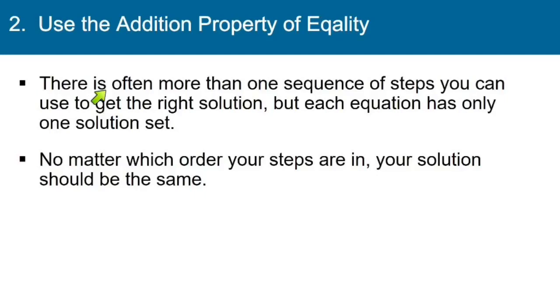Now very often when you're solving equations, there's more than one sequence of steps that you can use to get the right solution, but each equation only has one solution set, so no matter which order your steps are in, your solution will be the same either way. That's why if you're working with a friend, they may have one set of steps, you might have a different set of steps, but you both have to get the same answer or somebody has made a mistake.